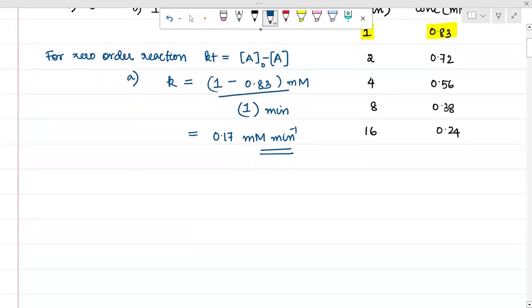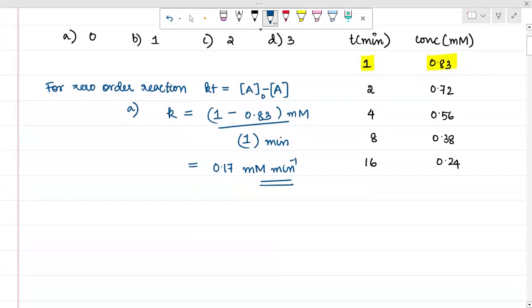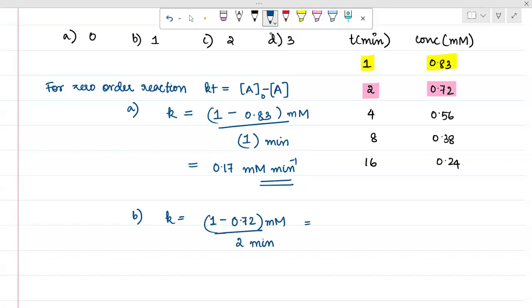Now, even if you change the time, for example, you put it at 2 minutes, your rate constant should not change. Okay. So let's put it at 2 minutes. K is equal to initial concentration is 1 minus. Now you're taking the time at 2 minutes and the concentration that you have is 0.72. Correct. So 0.72 is your final concentration. This is in the units of millimolar. Divided by time is 2 minutes. Now 1 minus 0.72 by 2 is 0.14 millimolar per minute.